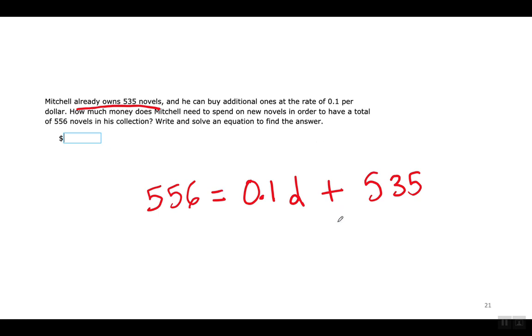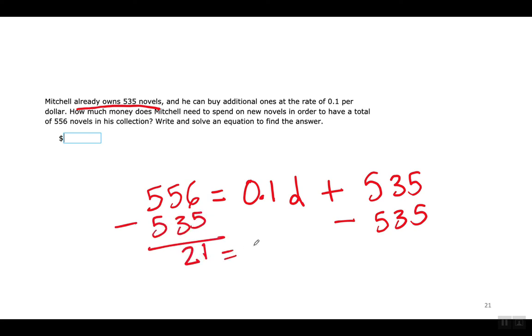All right, so just subtract both sides by 535. And solve for D by dividing 21 by 0.1. And you're going to see that you get $210. He needs to have $210.